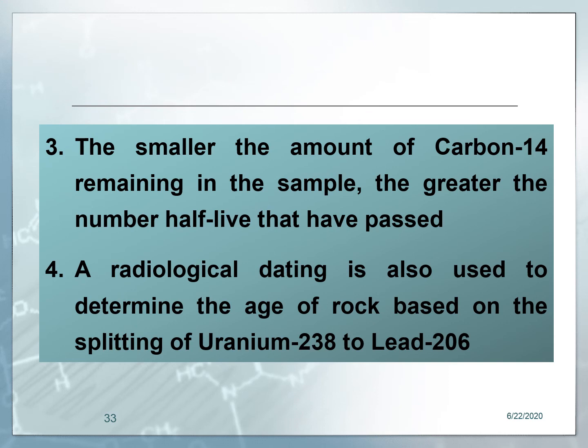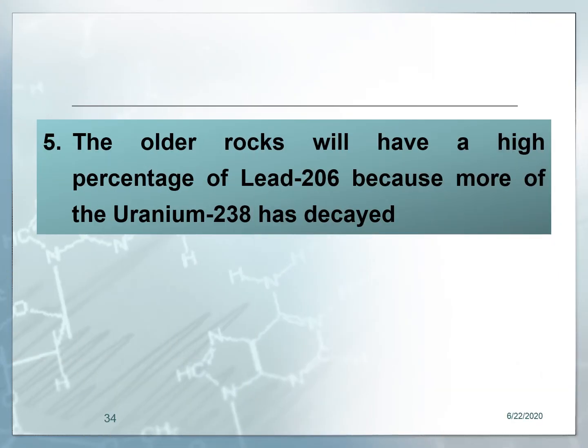Another application of radiological dating is to determine the age of rock, based on the decay of uranium-238 to lead-206. The older rocks will have a high percentage of lead-206, because more of the uranium-238 has decayed. So from this, scientists can determine the age of the older rocks.